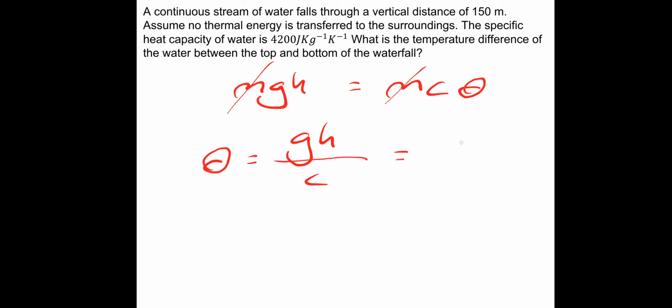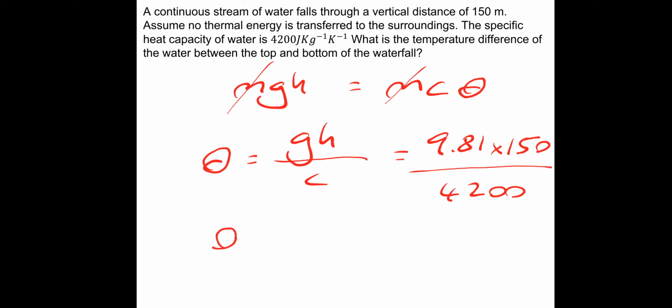Then we just need to put our numbers in. So g is 9.81. The height is the 150 meter fall, divided by specific heat capacity, 4,200. So the change in temperature is equal to 0.35 Kelvin, or you could say 0.35 degrees Celsius. Either or. Hopefully you managed to figure that one out. Let's move on.